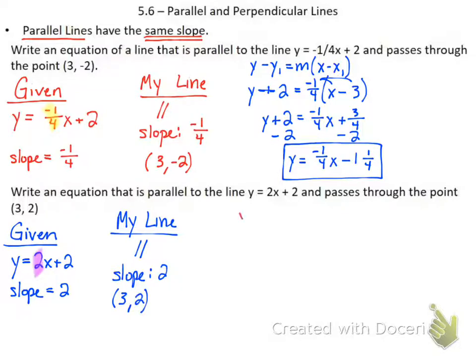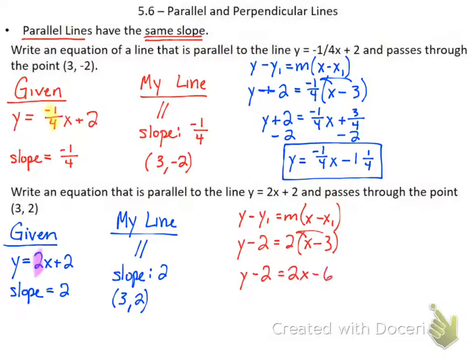When I plug this in, I go y minus y1 equals m parentheses x minus x1. So y minus my y coordinate, which is 2, is equal to my slope, which is also 2, parentheses x minus my x coordinate, which is 3. I can distribute, get y minus 2 is equal to 2x minus 6, and then add my 2 to the other side, and get y is equal to 2x minus 4. That's my equation for a line that is parallel and goes through the point 3, 2.